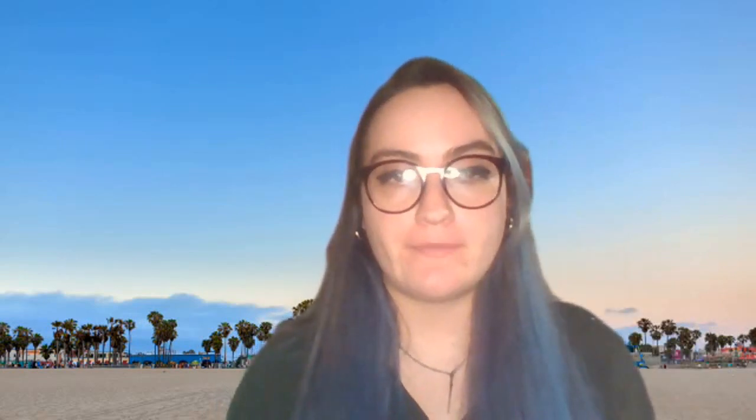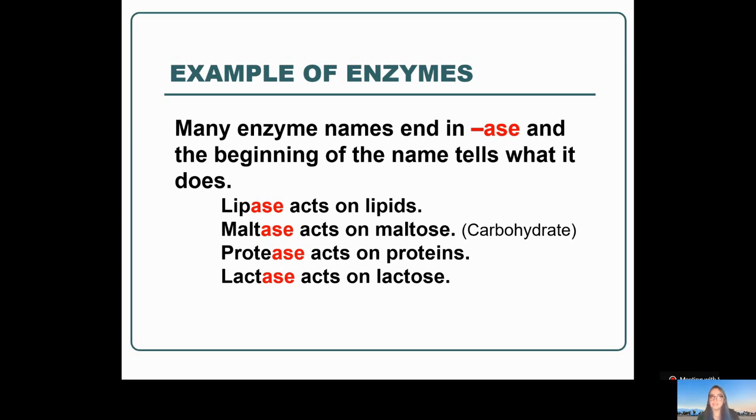So we're still discussing enzymes. Remember, enzymes are a protein, and we're going to continue to delve into the topic today. Many enzymes end with the suffix -ase, as I mentioned last video. Some examples that you might hear are lipase, maltase, protease, and lactase. And they act on whatever the first part of the word was.